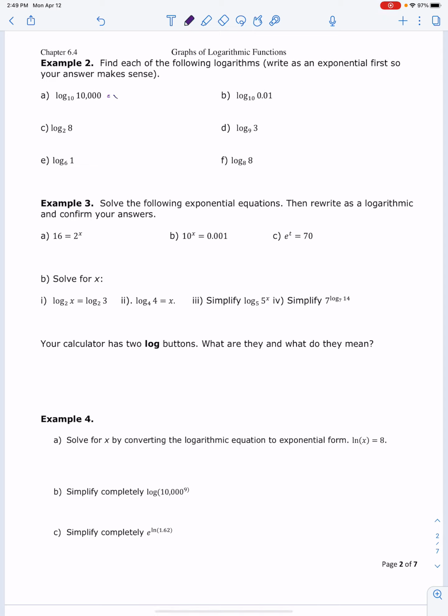So if I were to write this way, that's an x, I could rewrite this as 10 to the x, base to the exponent equals my answer here. I would get x equals 4. Here we'd have 10 to the x equals 0.01. x equals -2.